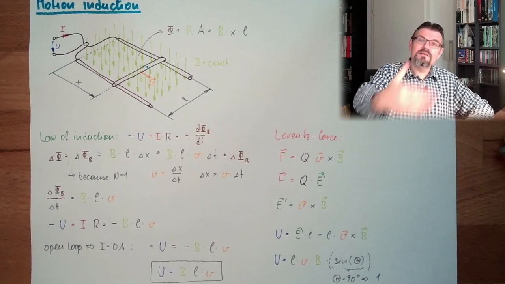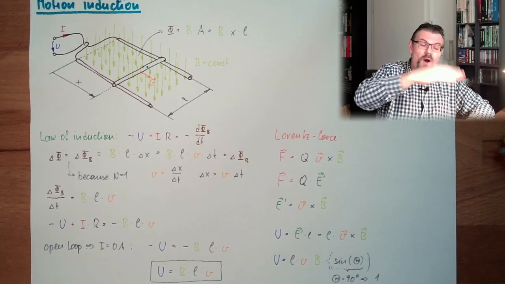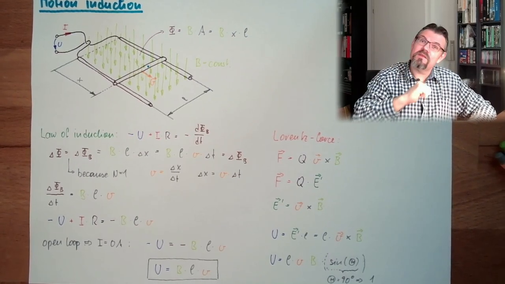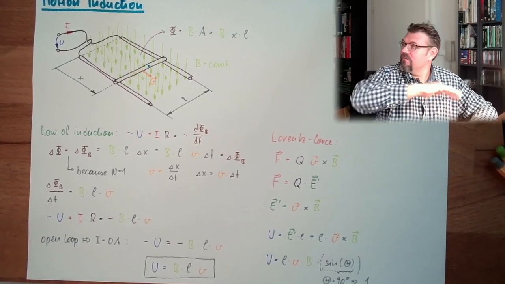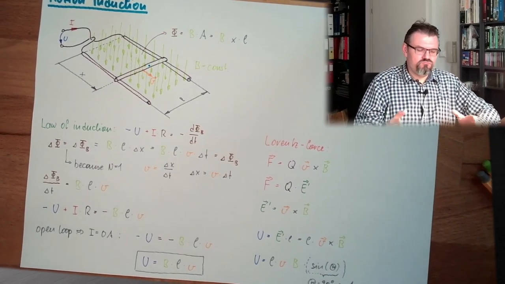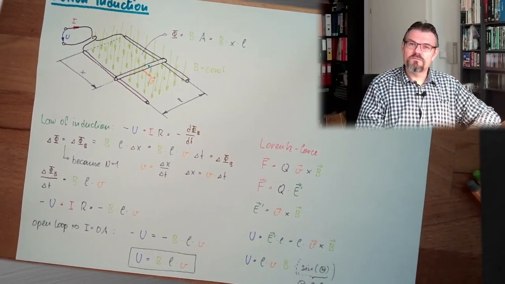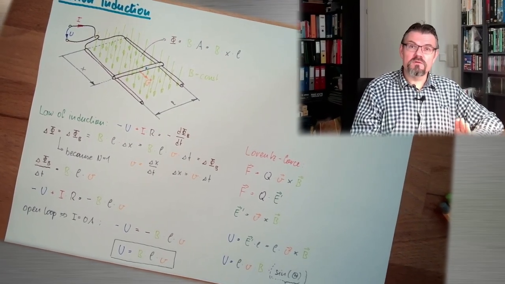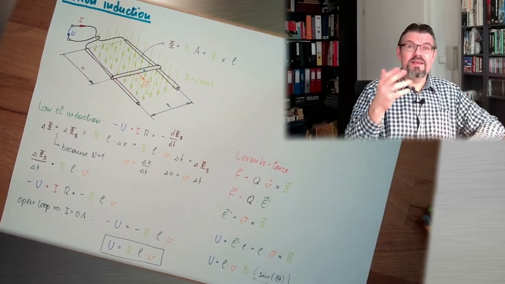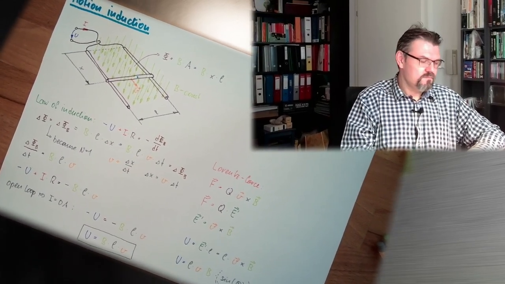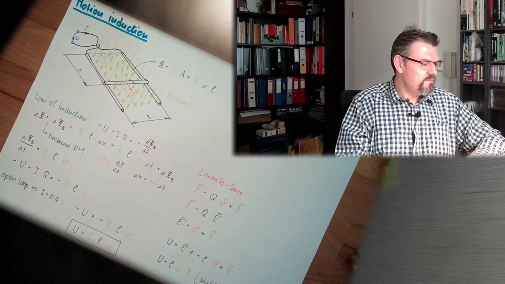We are moving conductive wires or staffs or however they are called in that particular machine through a magnetic field, and this is then generating voltage. Motion induction, very important for our daily electricity production.